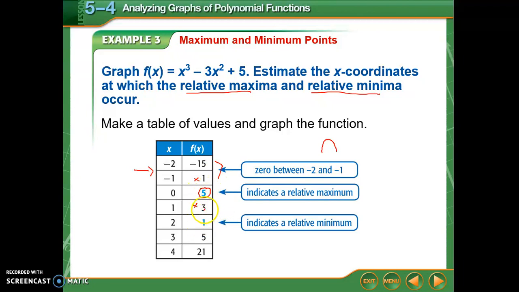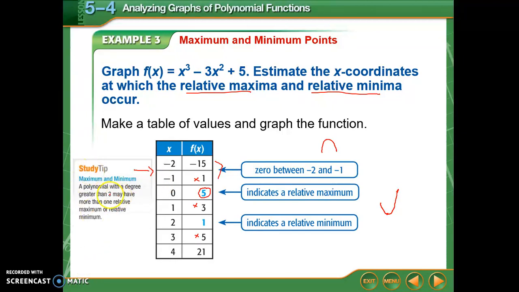If I look at the 1 here, this is the lowest y value, and the values on both sides, the 3 and the 5, are both larger than the 1. So I'd be coming from 3 on the left, then I'd hit 1, and then I'd go up to 5. So it indicates that at this point, 2, 1, is probably a relative minimum, or at least there's a relative minimum close by.